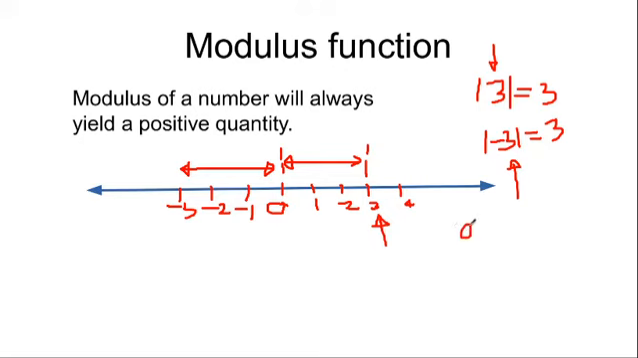Right, so can you tell me what is the modulus of 0? Modulus of 0 is always 0, because 0 is 0 distance away from 0 itself. It is just a point. Okay, now we have to move on to modulus of functions.